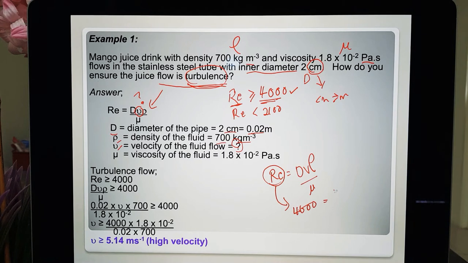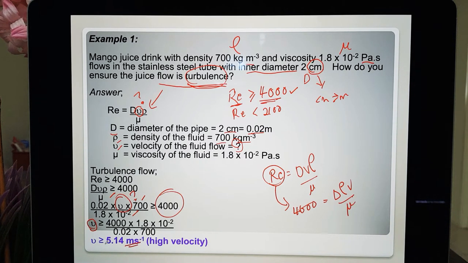So 4,000 equals dVρ over μ, right? Then we have the value for the diameter, the value for the density, followed by the viscosity. However, the viscosity is unknown, but the value for our Reynolds number is already replaced with 4,000. Now, how do we calculate the value of velocity? By shifting the V to the other side and calculating all the values, you should be able to get the value for the velocity.